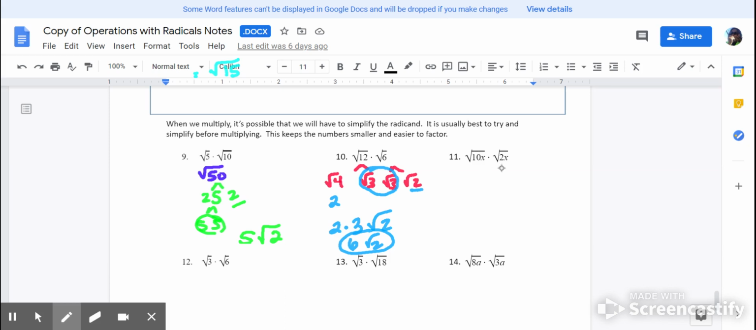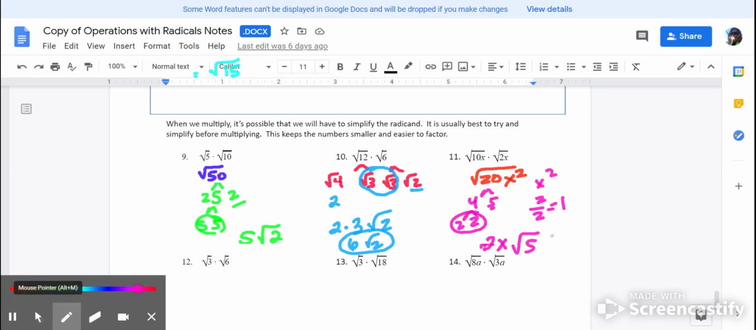So here I have 10x times 2x, which will give me the square root of 20x squared. So this step I would just come in and break down 20 to be 4 and 5, and break down 4 to be 2 and 2. Then I would take my x squared, take the exponent of 2, divide by 2, because I'm putting it in pairs, where I get 1. So I have 2 and 1x on the outside, and then a lonely 5 left on the inside.